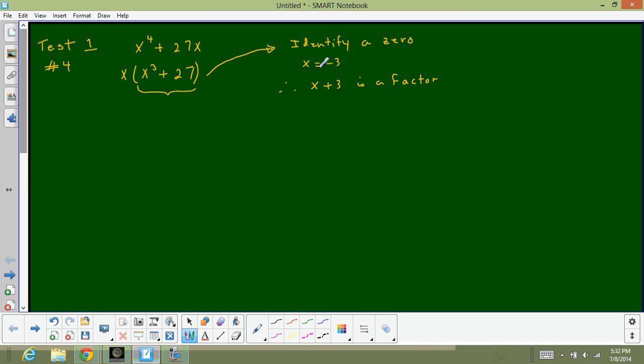So if x equals -3 is a zero, then that tells us, by bringing the -3 to the other side, additive inverse, that x plus 3 is going to have to be a factor of that thing. So in terms of dividing this apart, one of the factors is going to be x plus 3. And then the question becomes, what would be the other factor?